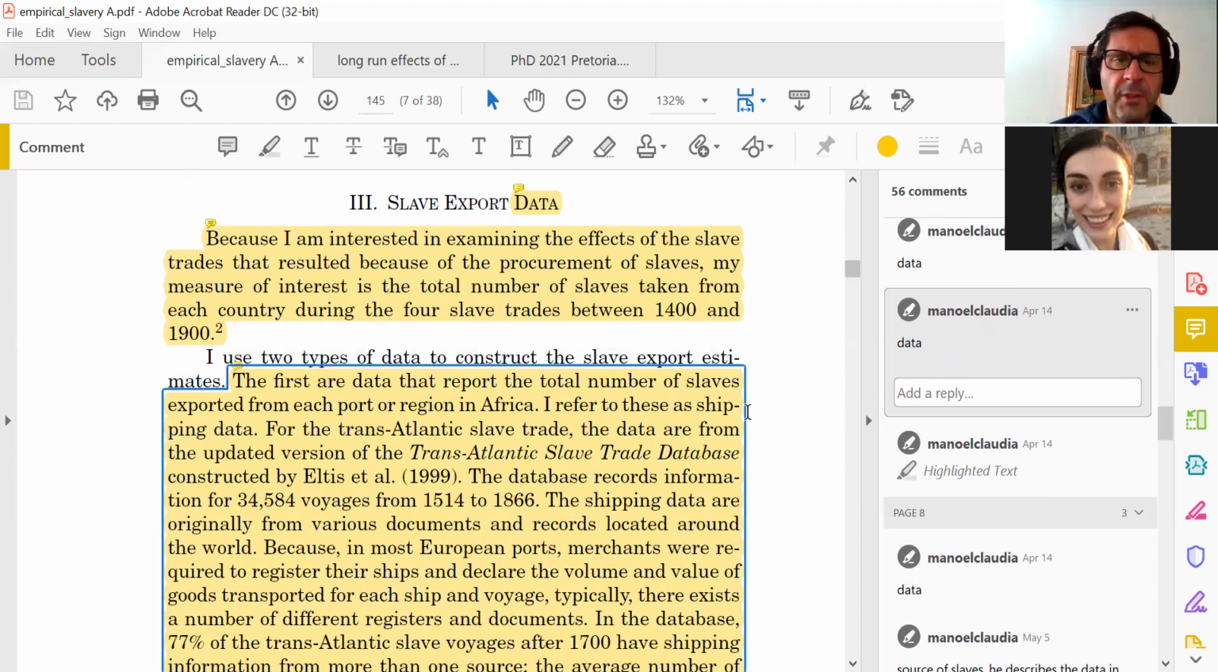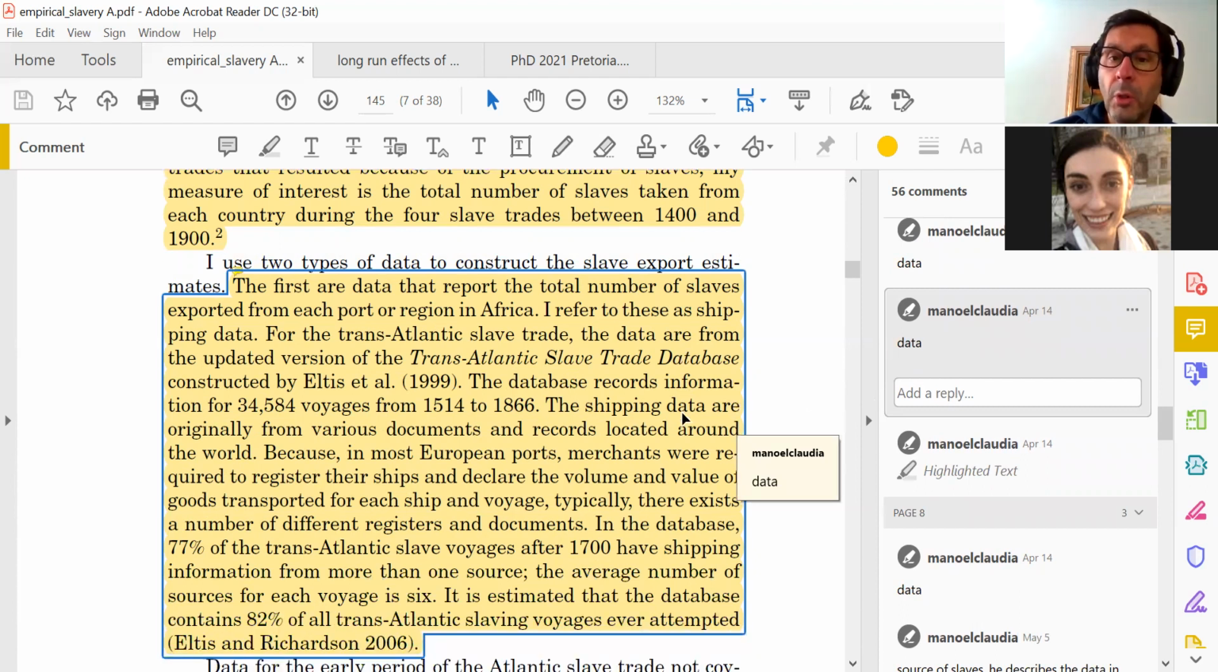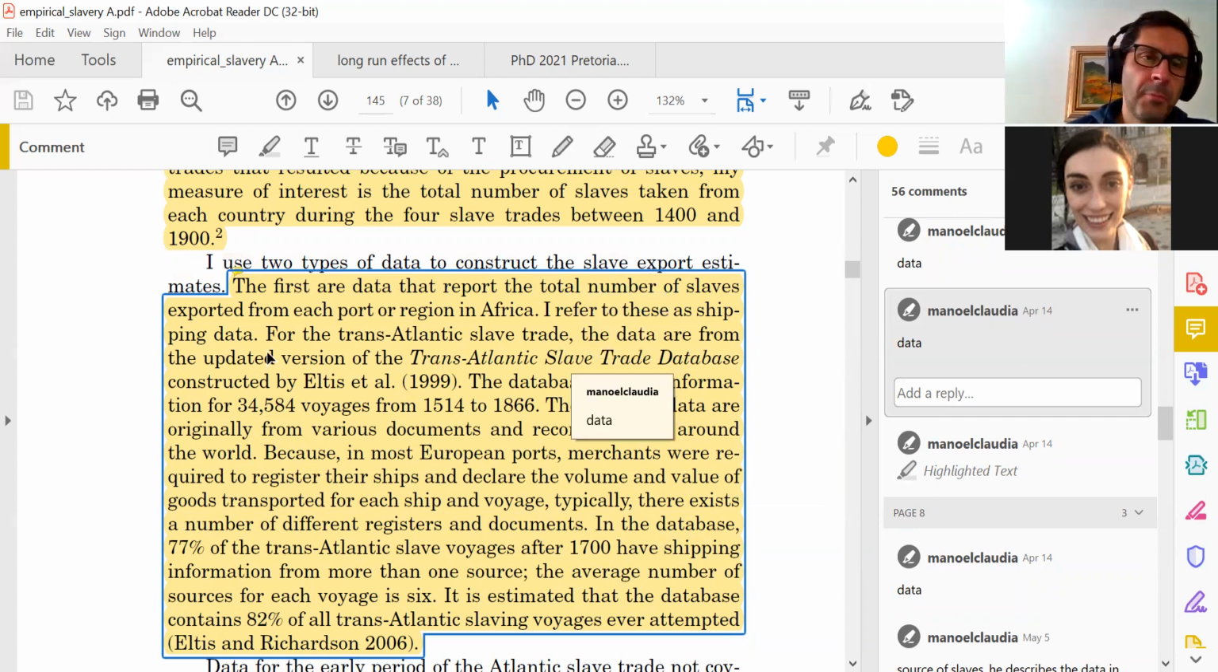More on data. The first are data that report the total number of slaves exported from each port or region in Africa. And he refers to these as shipping data. As I said, those people, they were treated as commodities, like in any sort of slave trade. And therefore, traders themselves, they take note of everything. They take note of what they have in terms of goods, right?